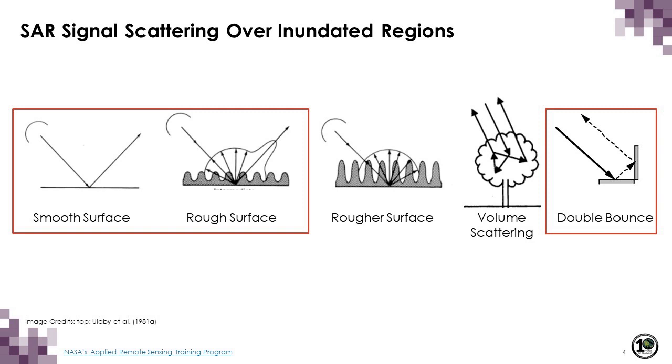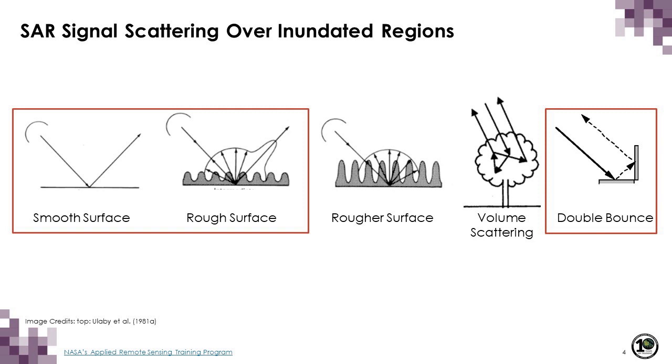This slide is a refresher of the radar backscattering mechanisms in general, emphasizing with the red boxes the ones that are primarily relevant to flooded vegetation and open water. In the far left, there's specular scattering, and that occurs when there's a smooth surface, such as a calm, open water surface, and the signal scatters away from the satellite. In this example, the signal is coming from the left and scattering away from the satellite towards the right, and this results in open water appearing very dark in the image.